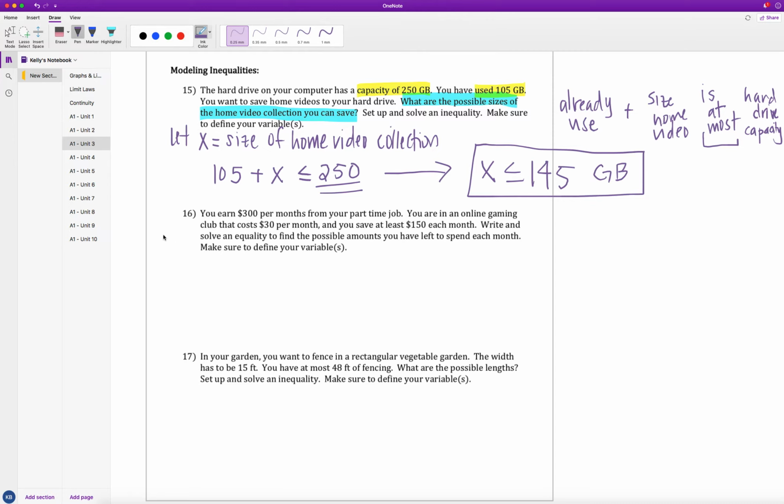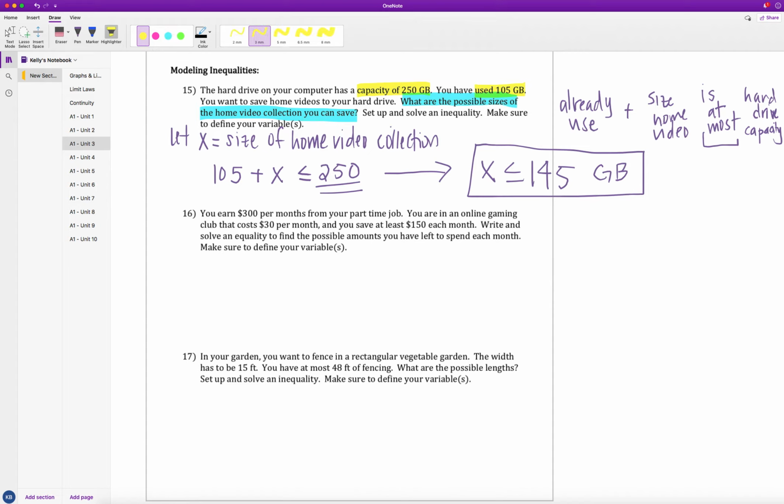Let's look at our second example. Number 16 says that you earn $300 per month from your part-time job. You are in an online gaming club that costs $30 per month, and you save at least $150 each month. That's what we want to save at least. We want to write and solve an inequality to find the possible amounts of money we have left to spend after we pay for our gaming club and put aside what we're trying to save. Then it says make sure to define your variables.